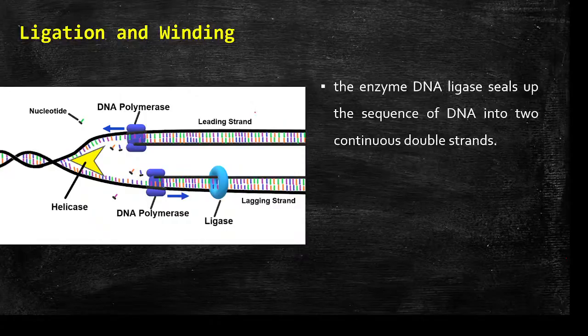Finally, the ligation and winding. The enzyme DNA ligase will seal up the sequence of DNA into two continuous double strands. Ligase will seal this strand into two continuous double strands. Here there is a leading strand and here there is a lagging strand. So the DNA ligase will seal these strands.